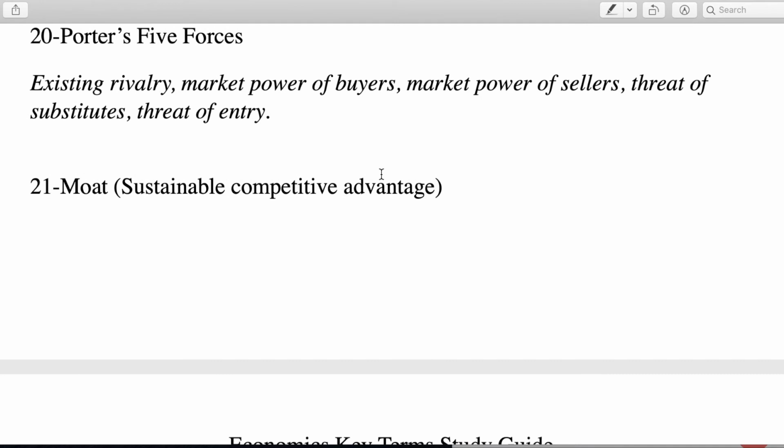Porter's 5 forces refers to an interesting application of economics by Harvard economist Michael Porter. So the 5 forces are existing rivalry, market power of buyers, market power of sellers, threat of substitutes, and threat of entry. And the basic idea is you want to use this to assess the profitability of the industry.